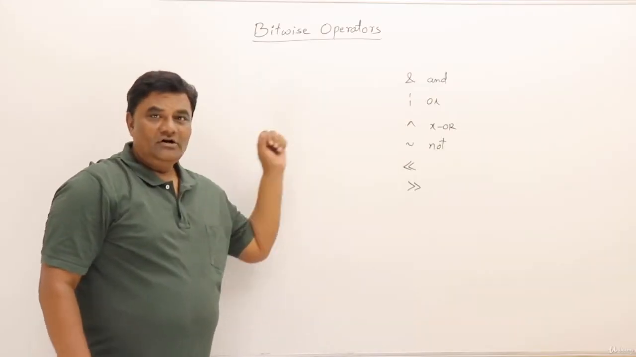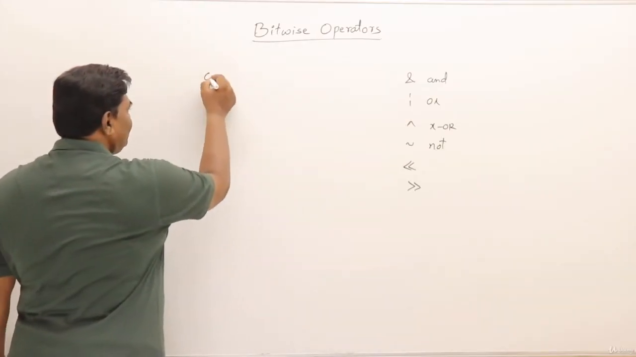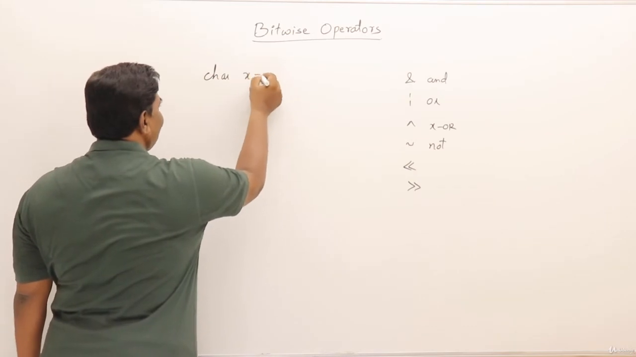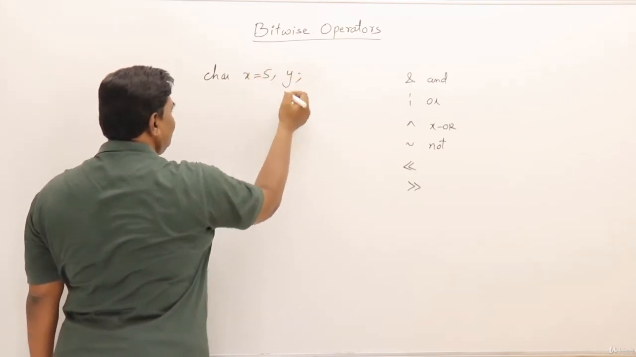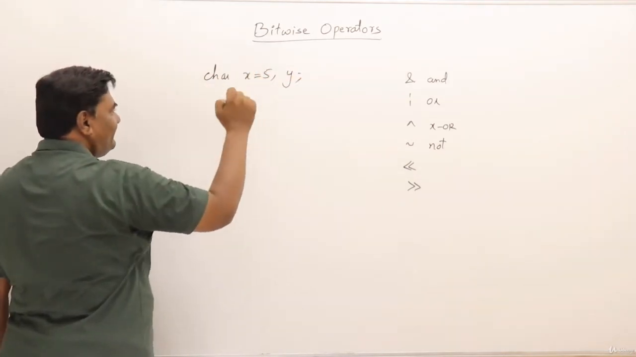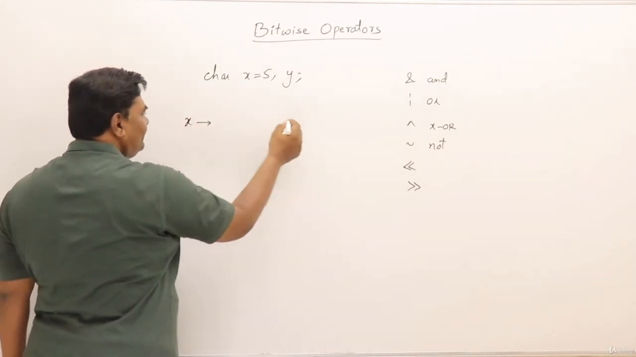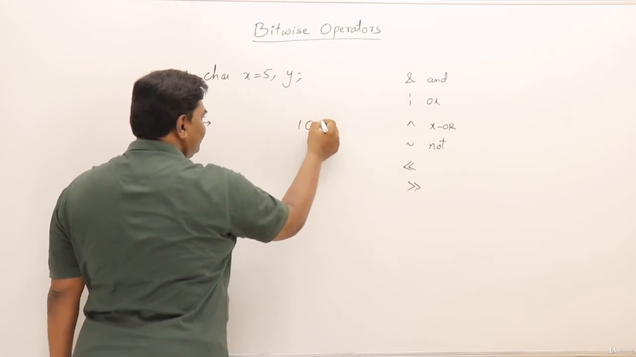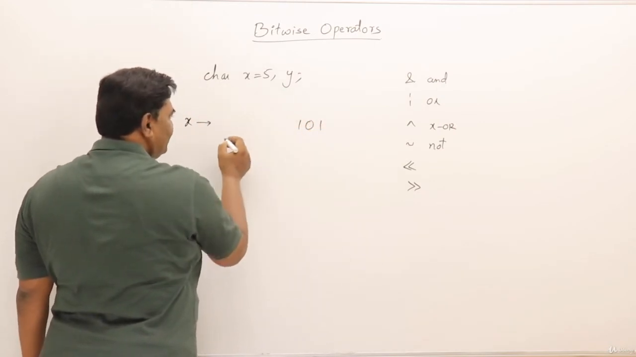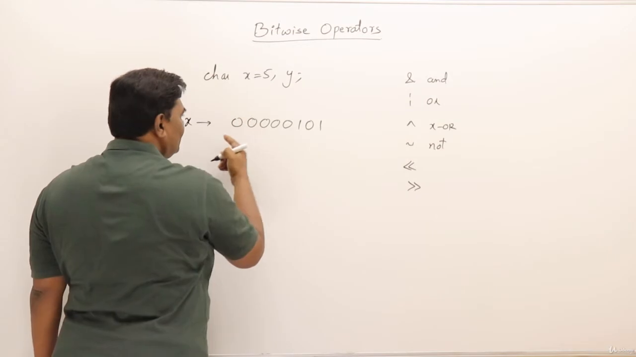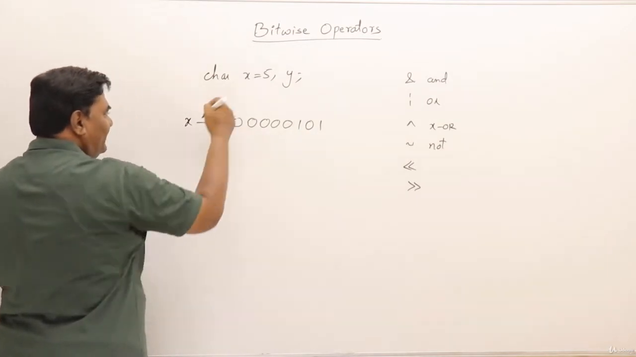Let us look at not. I will take a character type variable x with value 5 and also one variable y. Character takes just one byte in C++. So this x in the binary form, 5 is 1, 0, 1, and remaining all bits are zeros. So this is the binary form of 5.